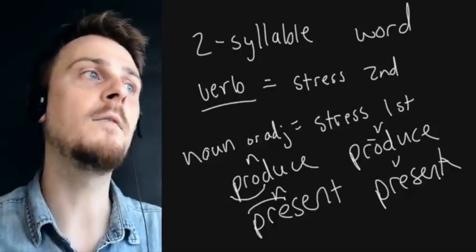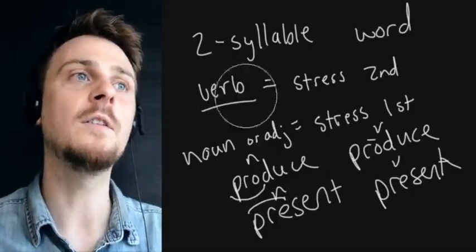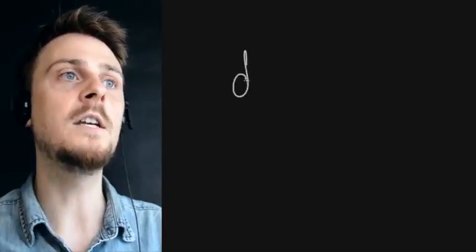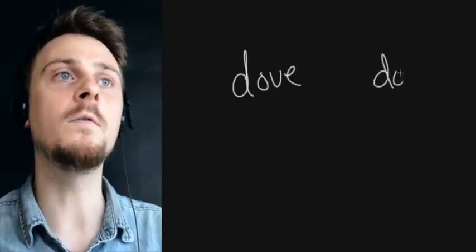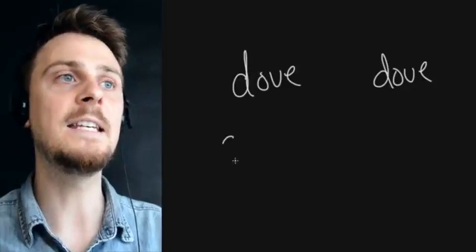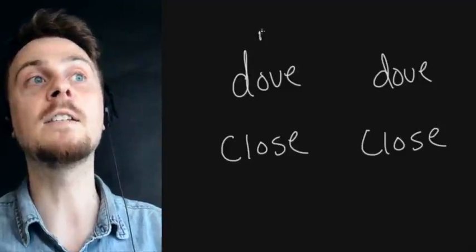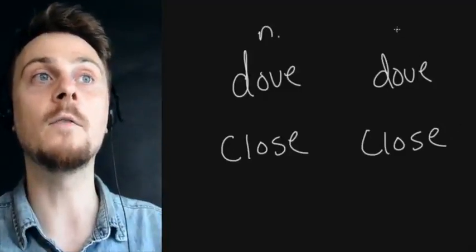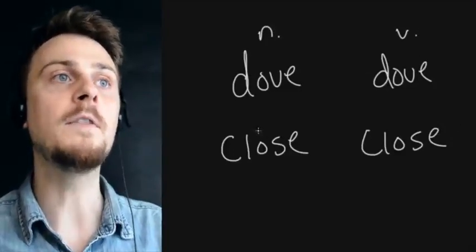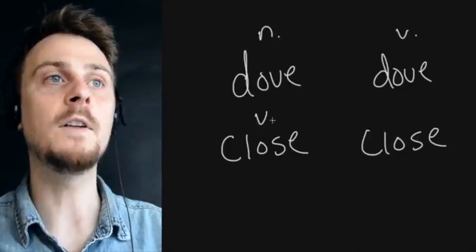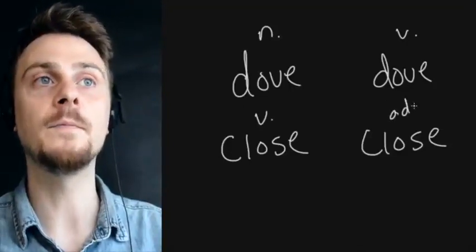Now there are a couple of examples that aren't two-syllable words that we can also talk about. I'll just give you a couple of simple examples. Okay, so D-O-V-E and D-O-V-E, and C-L-O-S-E and C-L-O-S-E. This one we'll say is a noun. This one we'll say is a verb. This one we'll say is a verb, and this one we'll say is an adjective.